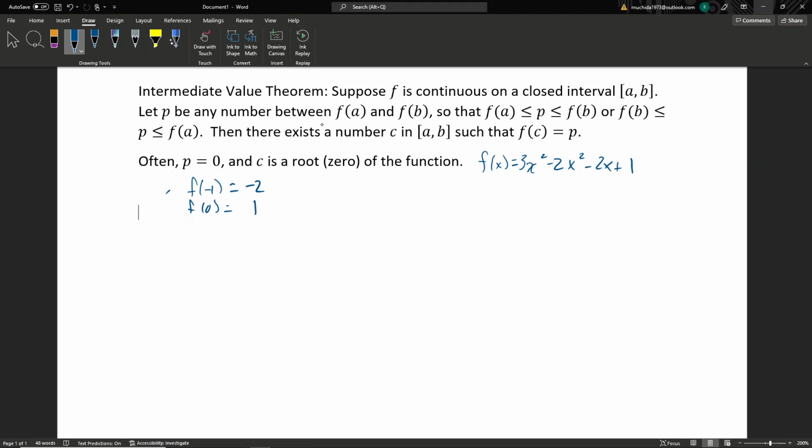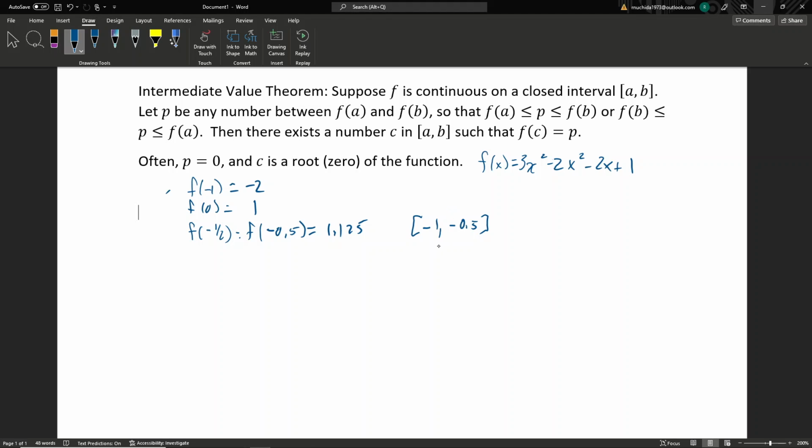So again, by the intermediate value theorem, we know there must exist a 0 between negative 1 and 0. So what if we plugged in f of negative 1/2, or if you want to do it as a decimal, negative 0.5? If you did that, you get 1.125. Since that's positive, between negative 1 and negative 0.5 there must be a solution, or a 0, for the function.